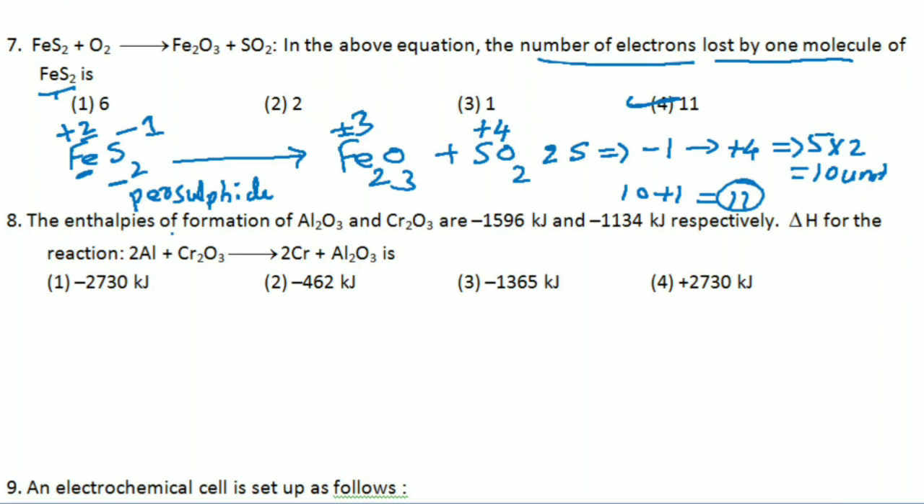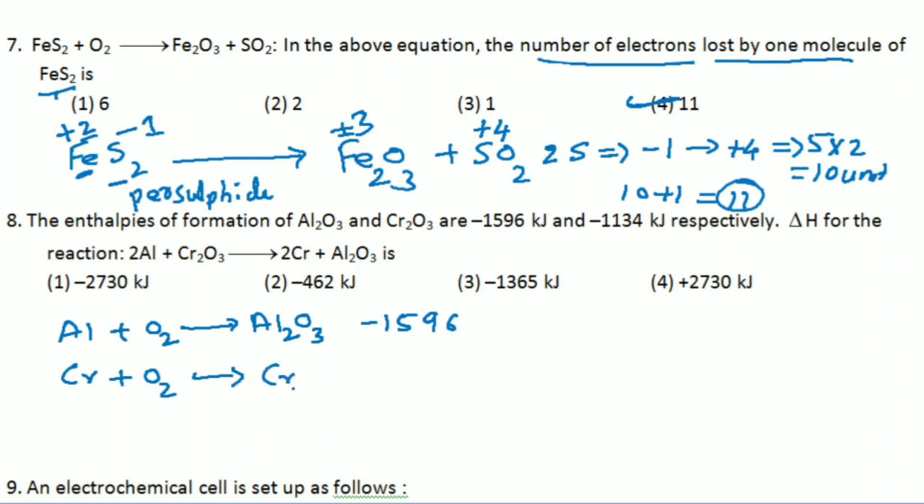Now 8th question. Enthalpies of formation of Al2O3 and Cr2O3 are given. So that we will write it like this. Enthalpy of formation: 2Al plus O2, later we will balance it, gives Al2O3. So delta H is -1596. Cr plus O2 gives rise to Cr2O3, -1134 joules. In this particular case, to get this particular equation, first you have to balance this. 2Al, I will write 2Al and 2Cr. So 3 by 2 O2, 3 by 2 O2.